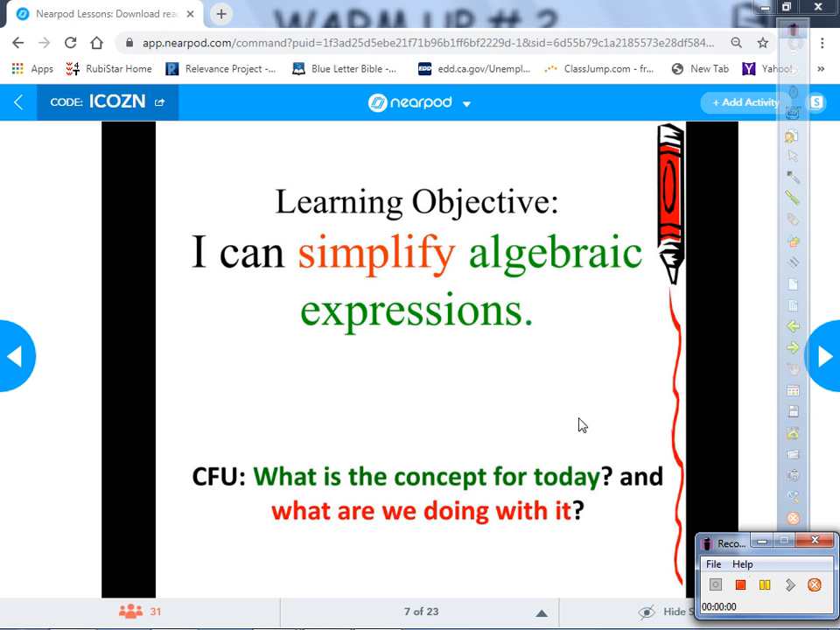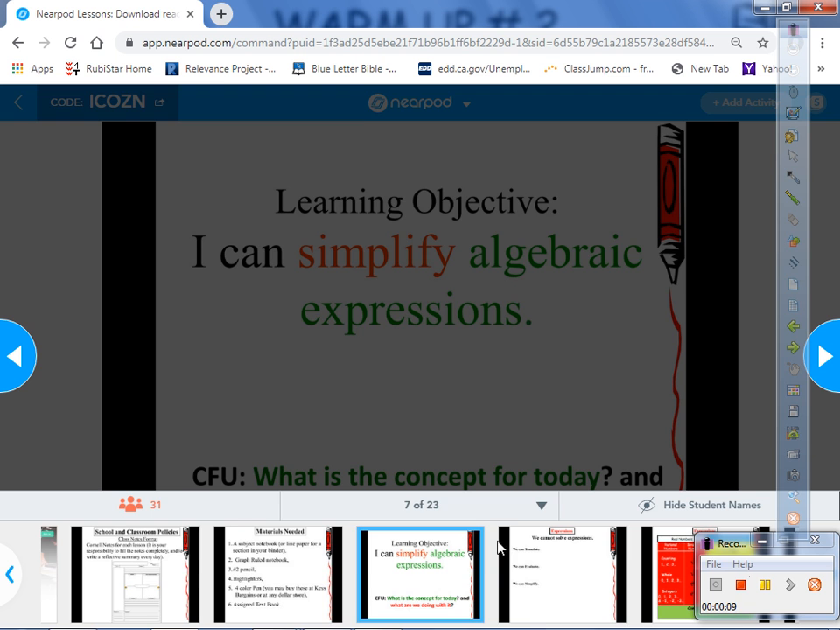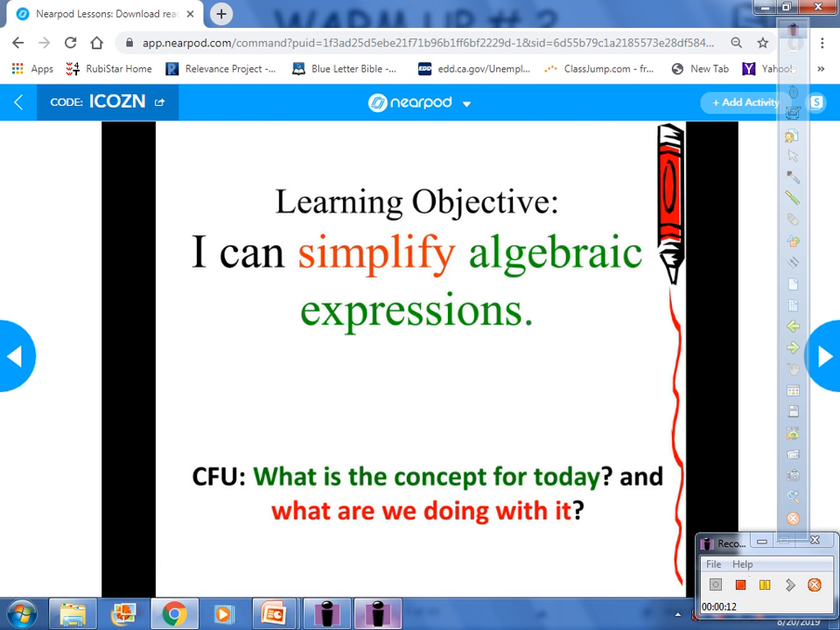All right, so our objective once again is I can simplify algebraic expressions, the big idea or the big concept of algebraic expressions. And what are we doing? We're simplifying. All right? So, from there, let me get my PowerPoint in front of me.